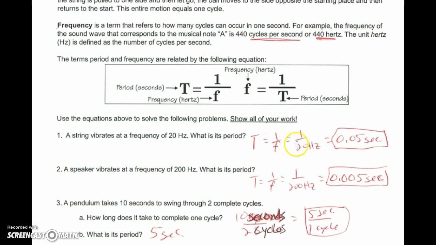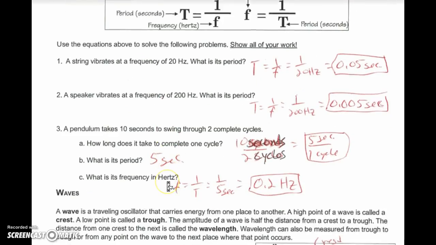Notice, this is not the answer I'm looking for. This is. We're looking for a value here. It's measured in 0.05 seconds. And therefore, a speaker that vibrates with a frequency of 200 hertz has a period of, well, period equals 1 over frequency. 1 over 200 equals 0.005 seconds.